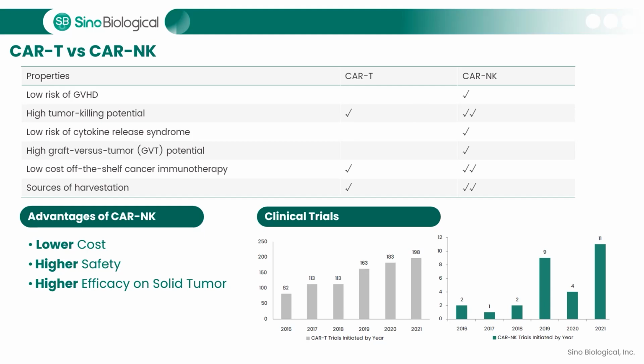Actually, it was mentioned that the cost is lower regarding the starting cell source. For the CAR T cells, the T cells are much less abundant in peripheral blood and require more extensive processing to isolate and expand from the patient. But for the CAR-NK therapy, the NK cells are already present in the peripheral blood and can be easily isolated and expanded.